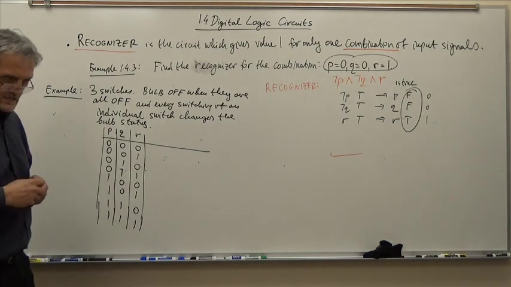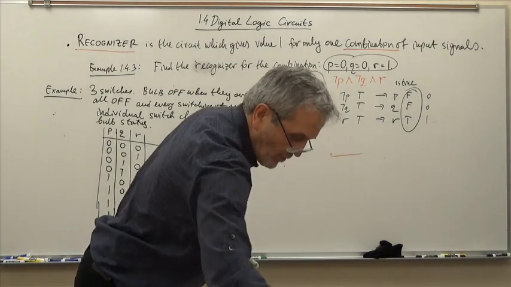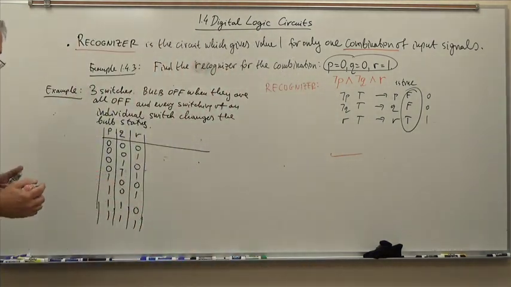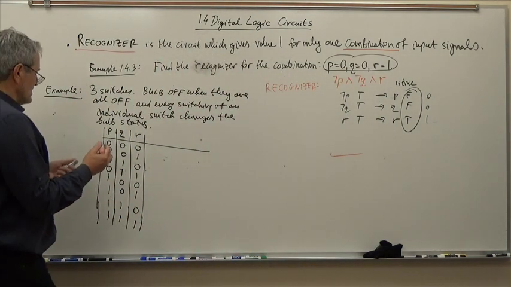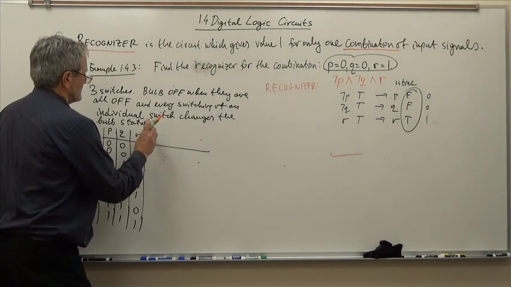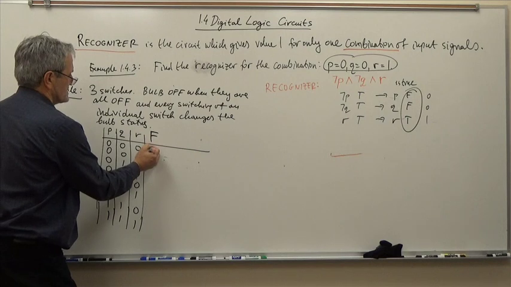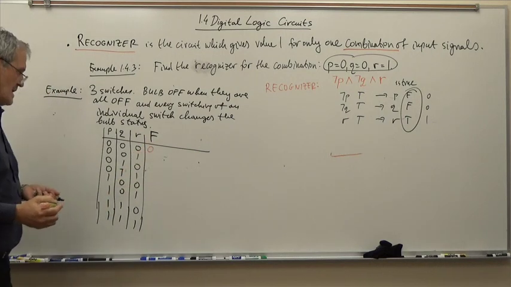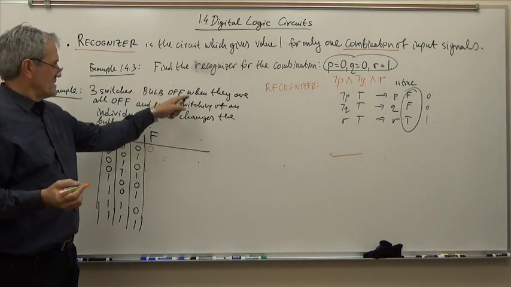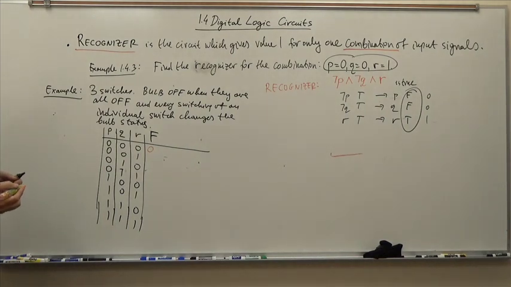Now I don't know the formula I need. Actually, I just know the values. So here is the value of the formula. When there are all 3 zeros, it will be 0. Why? Because that's what we said: the bulb is off when they're all off.